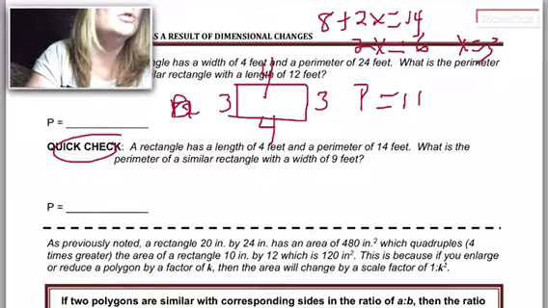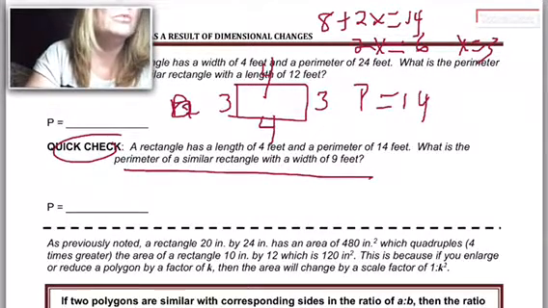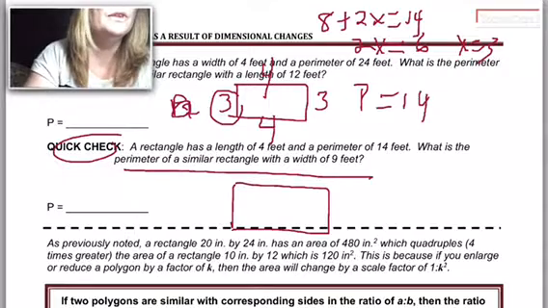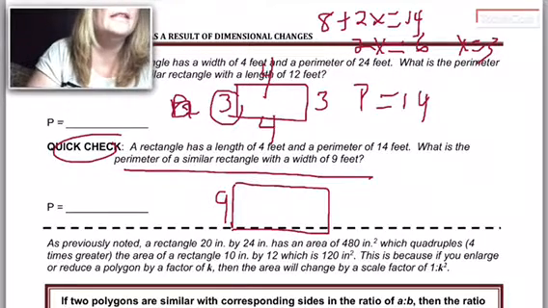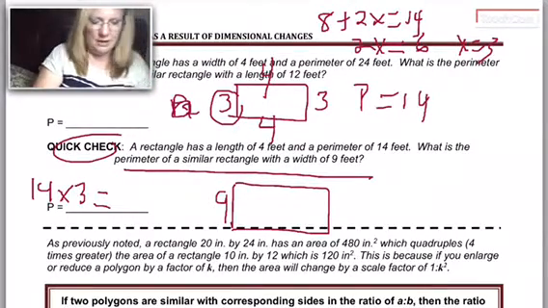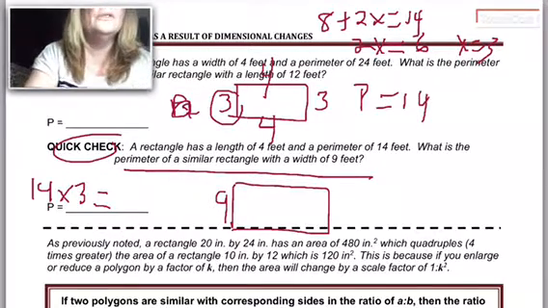If we just use our rule, what is the perimeter of a similar rectangle with a width of 9? So here's my new rectangle. If the width here was 3, and the width here is 9, that means our scale factor is times 3, because 3 times 3 is 9. So I would take my original perimeter, 14, and multiply it times 3, the scale factor. And 14 times 3 is 42.